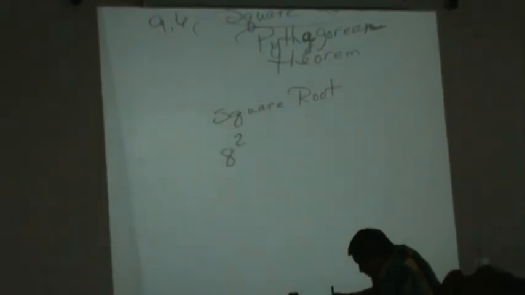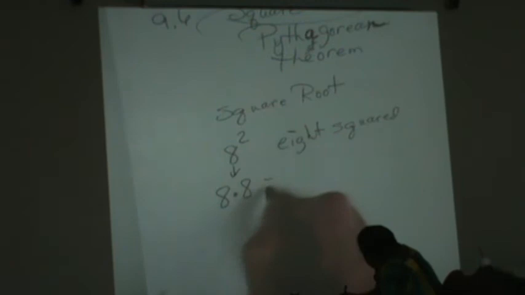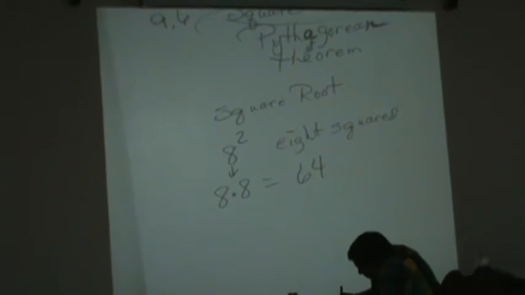Okay, you know what squared is, right? If you have 8 squared, that 2 up there means squared. That means 8 squared, right? What do you do to the 8? Times it by itself, not times 2, right? 8 times 8 is 64, right? Yeah. Okay, to do a square root, we're undoing a square.